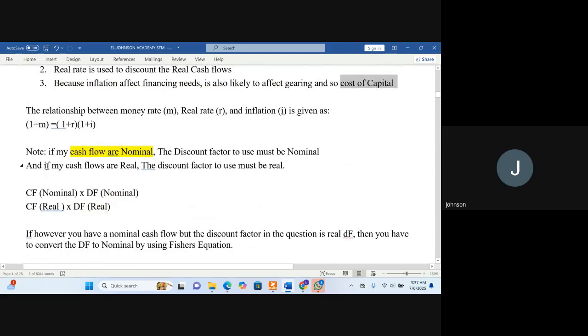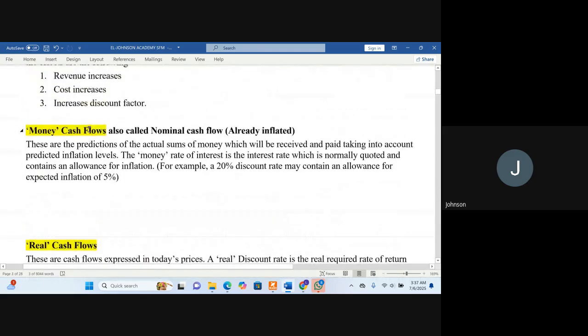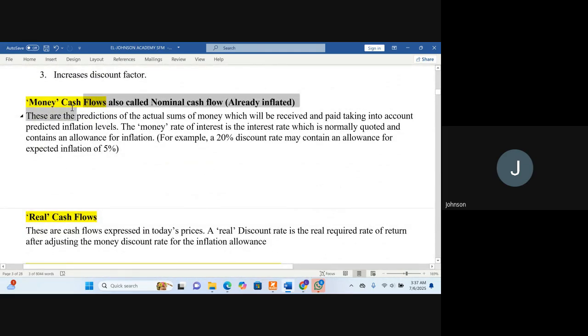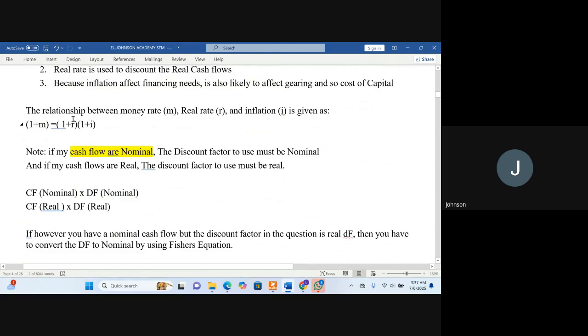So let's now look at inflation. Whenever you want to factor out the effect of inflation from the cost of capital, what do you use? There's a formula you use for it. And when you want to factor out the effect of inflation from cash flows, there's another formula you use for that. But let's concentrate on the cost of capital. If you want to factor out the effect of inflation from a cost of capital, or add the effect of inflation to a cost of capital, you use Fisher's equation.